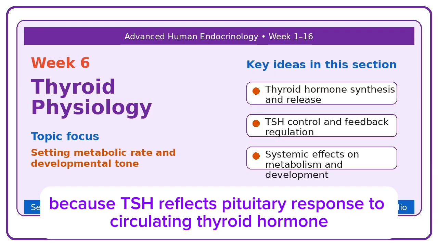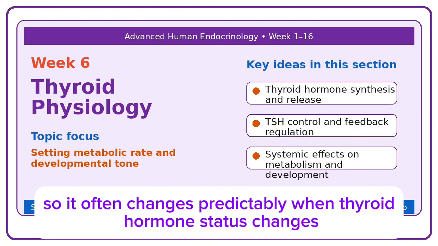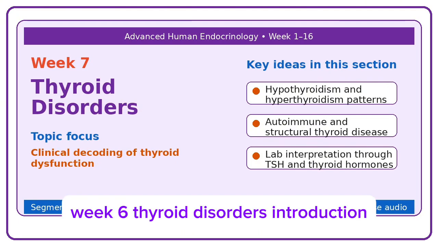3. Why is TSH such a valuable marker in thyroid diagnosis? Because TSH reflects pituitary response to circulating thyroid hormone through negative feedback, so it often changes predictably when thyroid hormone status changes.